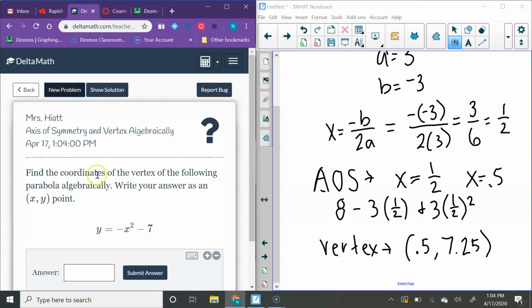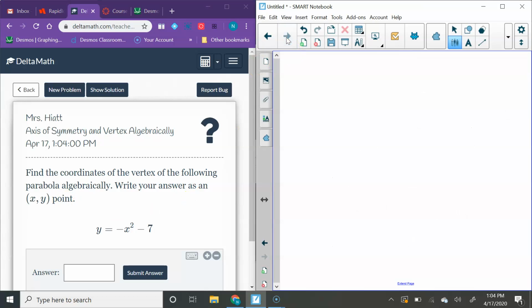This time it says write the coordinates of the vertex of the following parabola. Write your answer as a point. Oh, I'm glad I clicked on this. Look at this one right here. We've got y equals negative x squared minus 7. Now this is a problem because we are missing our b value. We don't have an x there.